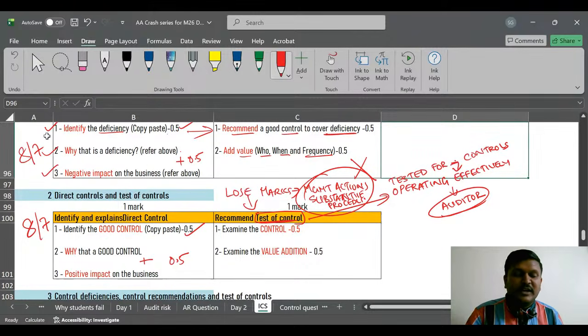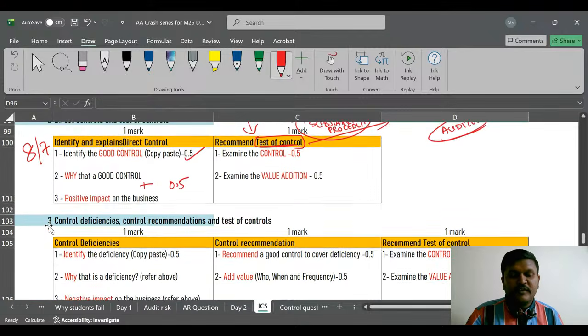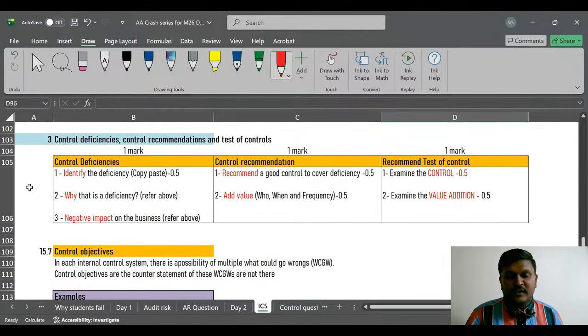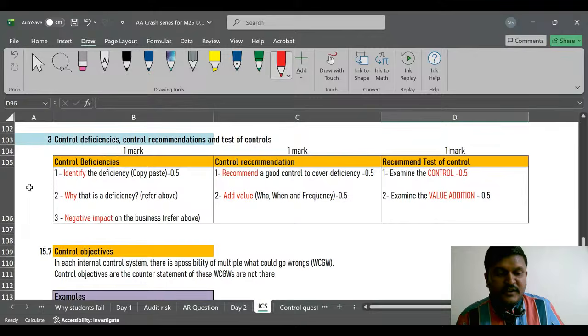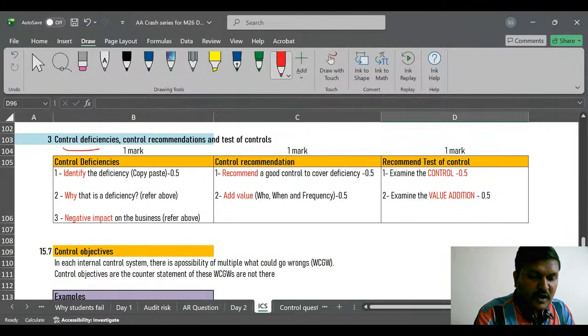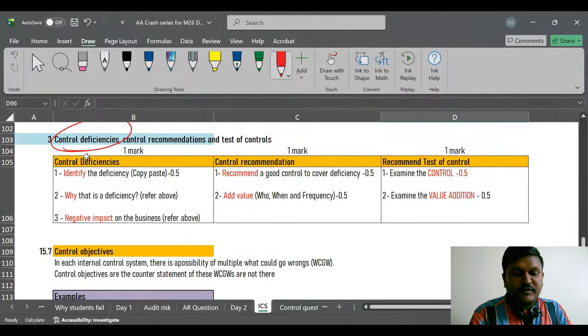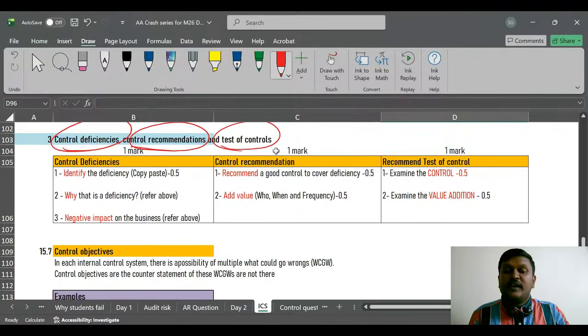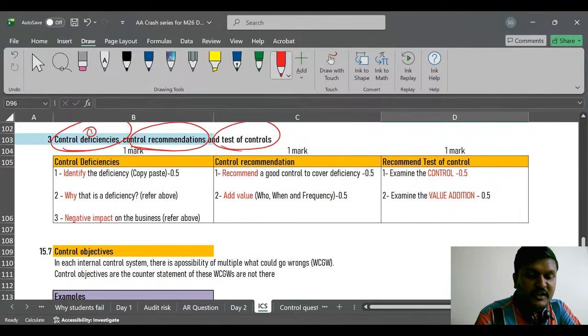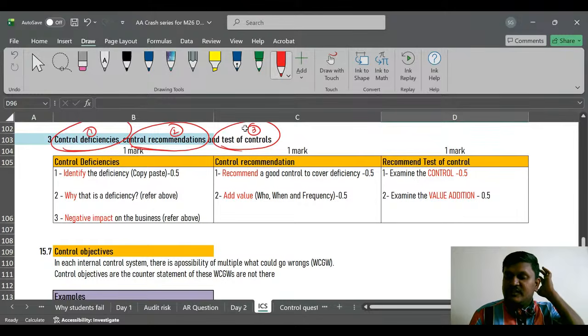But in a particular scenario, if you are presented with this, the third kind of question they'll be asking is: identify control deficiency. They'll be asking the second thing, make a control recommendation, and then the third thing, for the control recommendations you have made, provide a test of control. So we have 1 mark here, 1 mark on the second part, and 1 mark on the third part.